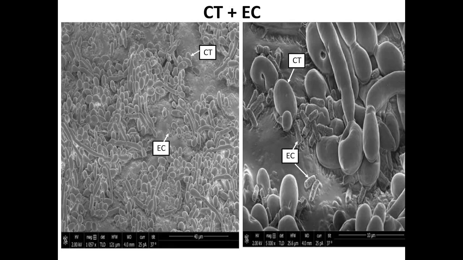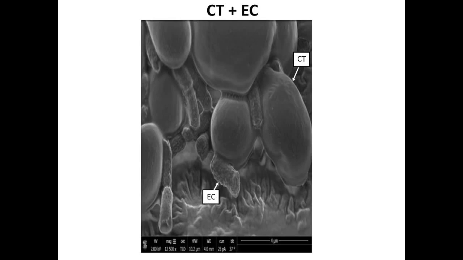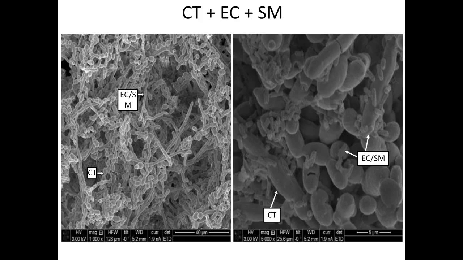We'll start to see hyphae when you add the other organisms. But also in this slide, I want to show you Candida tropicalis and E. coli. E. coli is very intimate, as if it's fused to the yeast. It's really very intimate contact.